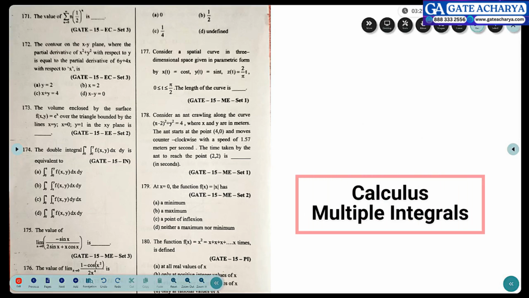Okay. So what was I saying? Which topic? Multiple integrals. Okay, let's work it out.